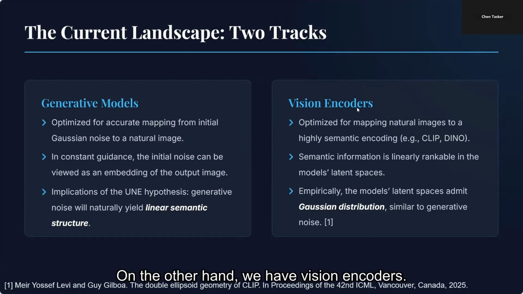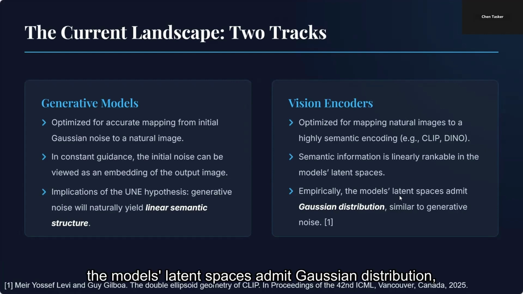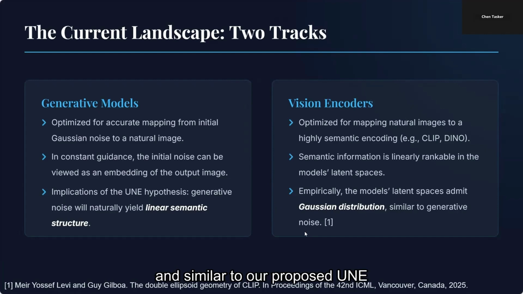On the other hand, we have vision encoders. They are optimized to map natural images to a highly semantic latent space. In addition, empirically, the models' latent spaces admit a Gaussian distribution, similar to generative noise and similar to our proposed UNE, from a paper cited here. Now, if our UNE hypothesis is correct, generative noise will also naturally yield linear semantic structure. So this is the opposite direction of the Gaussian distribution in vision encoders.